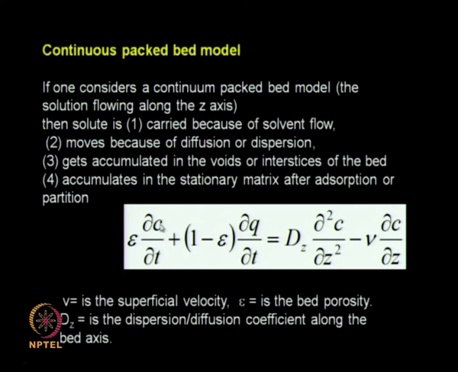Now C is the concentration of the solute in the mobile phase, q is the concentration of the solute in the stationary phase, that is adsorbed on the stationary phase. If we have a very simple linear relation between C and q, then we can combine them together nicely without any problem, like we did in the previous case. For example, q can be equal to Kc or something like that. Okay, now let us continue this continuous packed bed model in the next class.